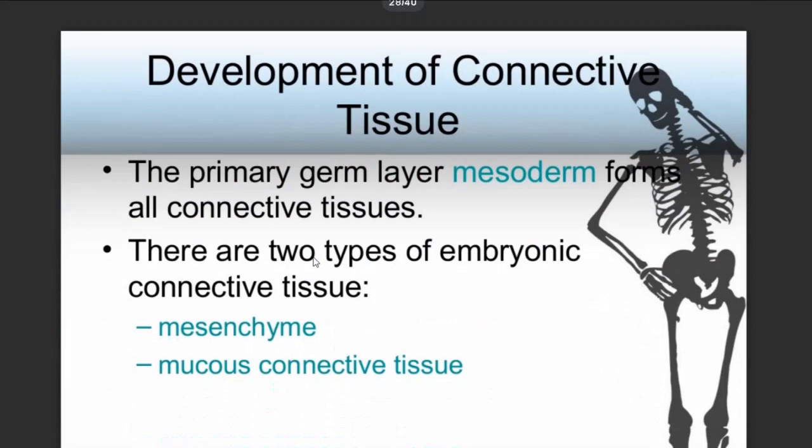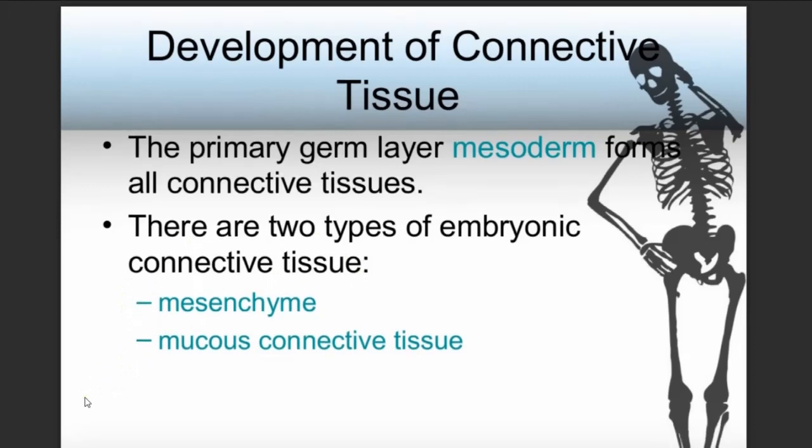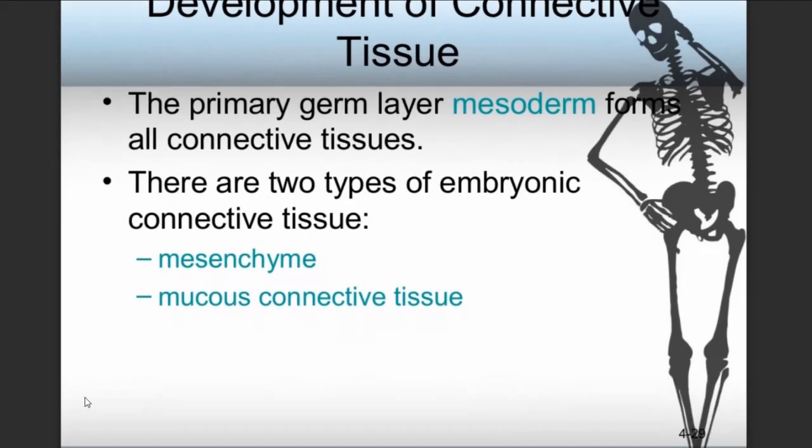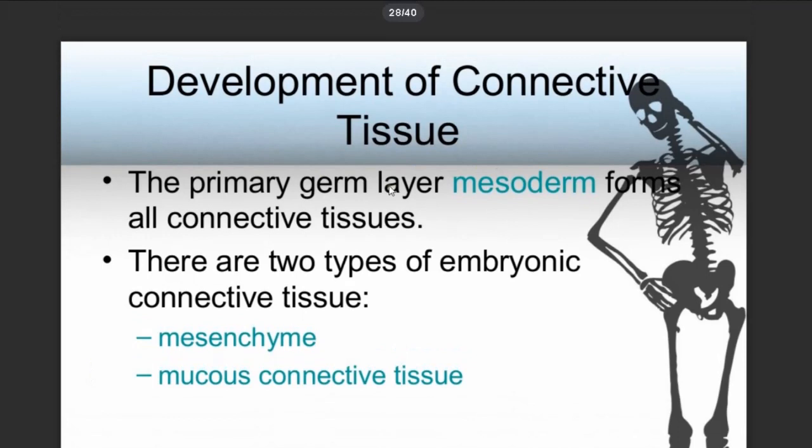Development of connective tissue. The primary germ layer mesoderm forms all connective tissue. There are two types of embryonic connective tissues. First one is the mesenchyme and second one is the mucous connective tissue. This means that in adults, all the connective tissue, just like cartilage and bones, are actually originated from the mesoderm.